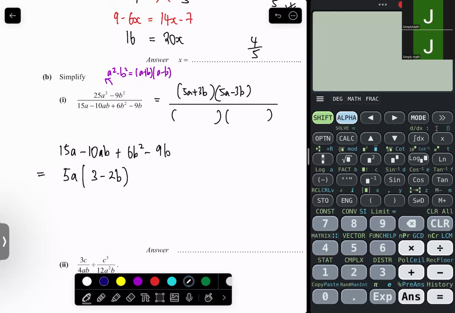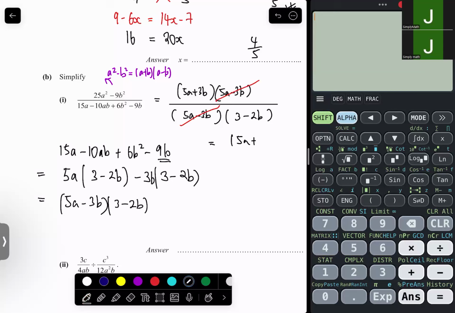So in order to do that, I need to factorize out negative 3, so that from the 9b, I will get 3 minus 2b as well. Then the answer will be (5a minus 3b)(3 minus 2b). So (5a minus 3b)(3 minus 2b). Then we can see that the 5a minus 3b will cancel off, so we'll have (5a plus 3b) over (3 minus 2b).